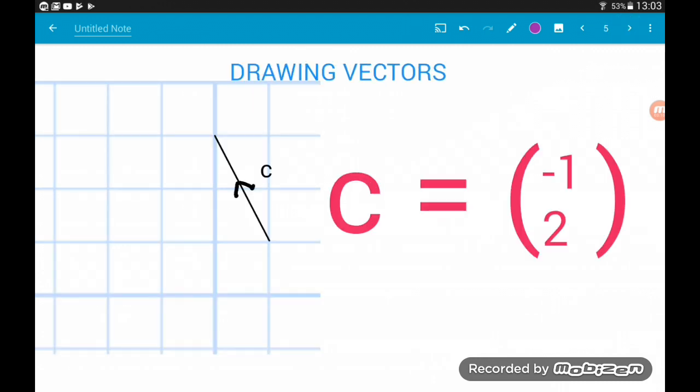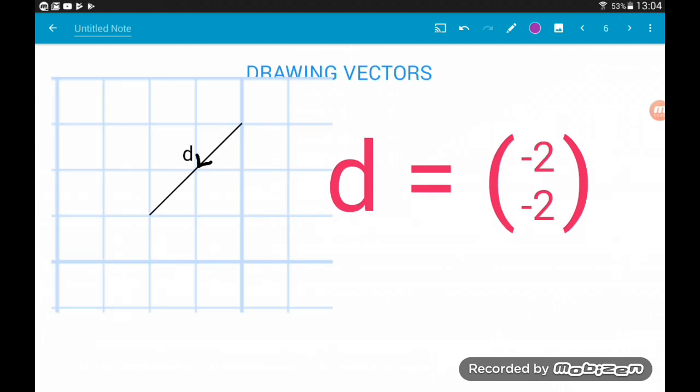So here, vector c equals (-1, 2). Again, we've got it drawn. From our starting point, this vector is telling us to go 1 place to the left, because we've got an x vector of minus 1, but then 2 places up, because we've got a positive 2 for our y. Again, we've put the arrow on. This time we're going up and to the left, and we've labelled it c.